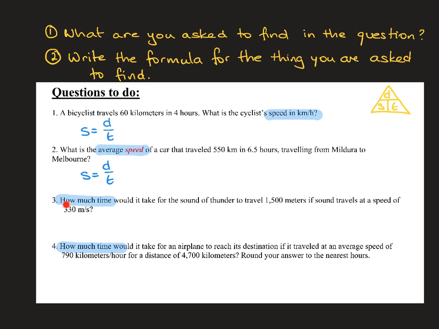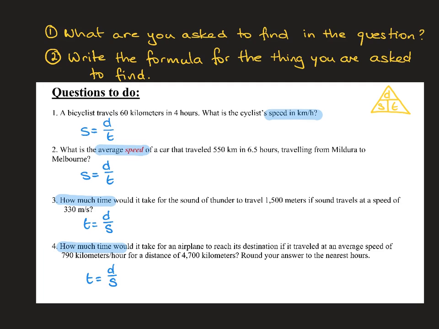For our third question, how much time? So we write T for time equals, then we cover up the T in our triangle and it looks like D over S. And so that's what we write. And then the final question that we've got on here, how much time? So again, how much time? We want time is equal to, we cover up the T in the formula and we've got D over S, D over S.